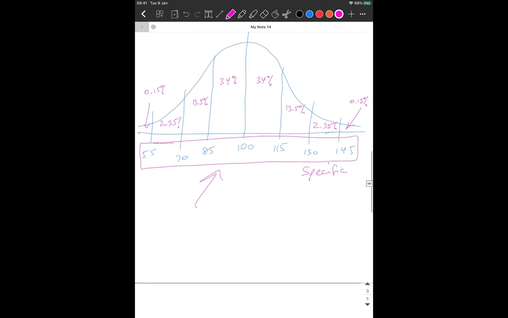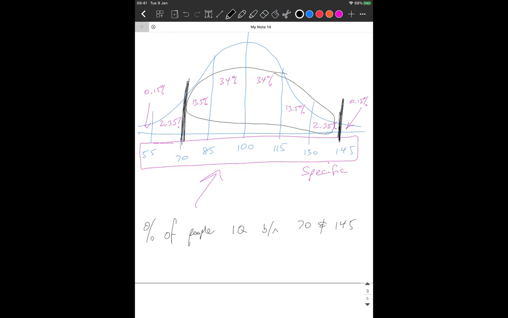So once you've done this, we can then answer questions such as, find the percentage of people with an IQ between 70 and 145. So what we do is we pinpoint where 70 is and where 145 is, and then we just add up the percentages that are encompassed in that. So that would be 97.35%. So that's the basic level of a question that can be asked. You've drawn your bell shape and then you're just counting up percentages.